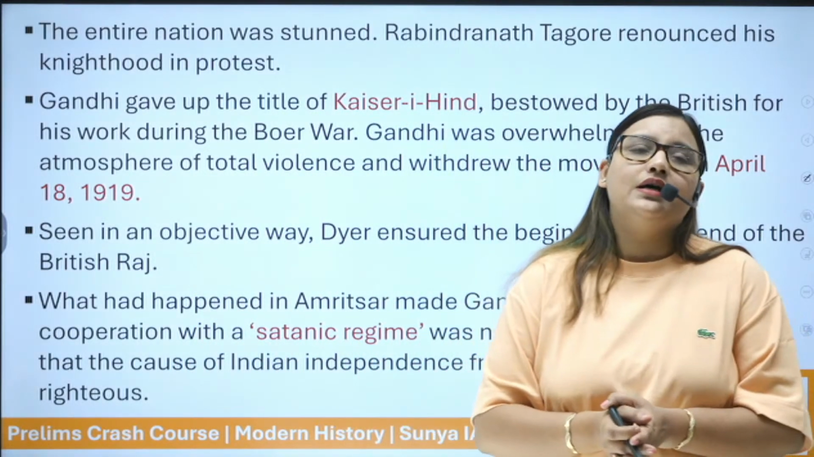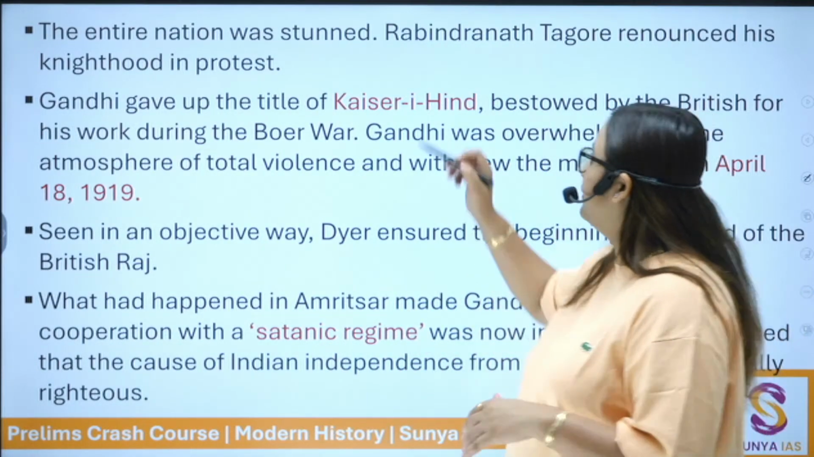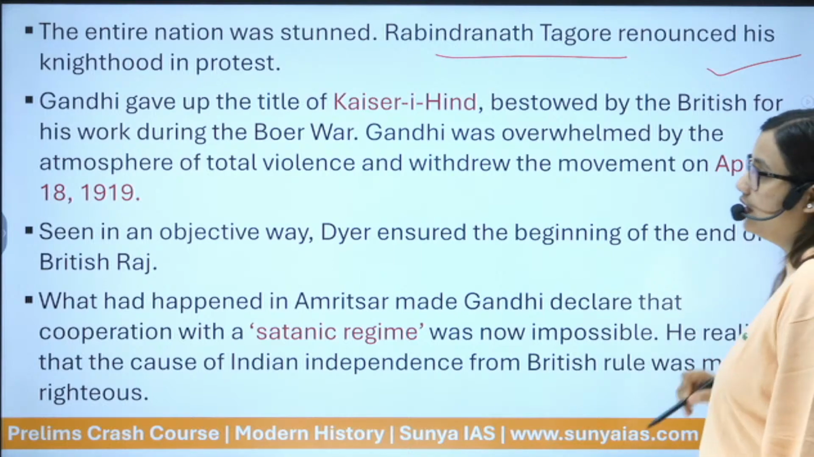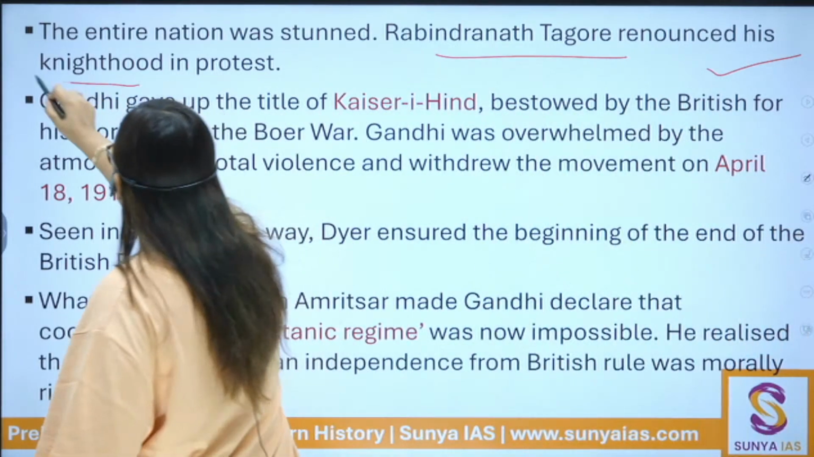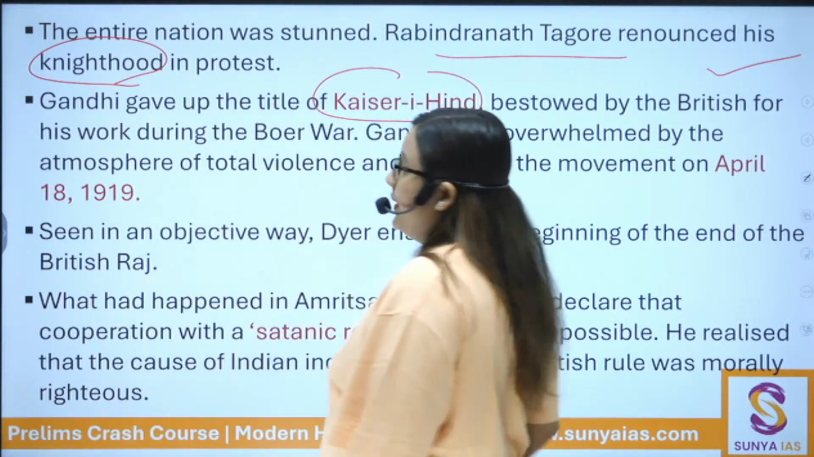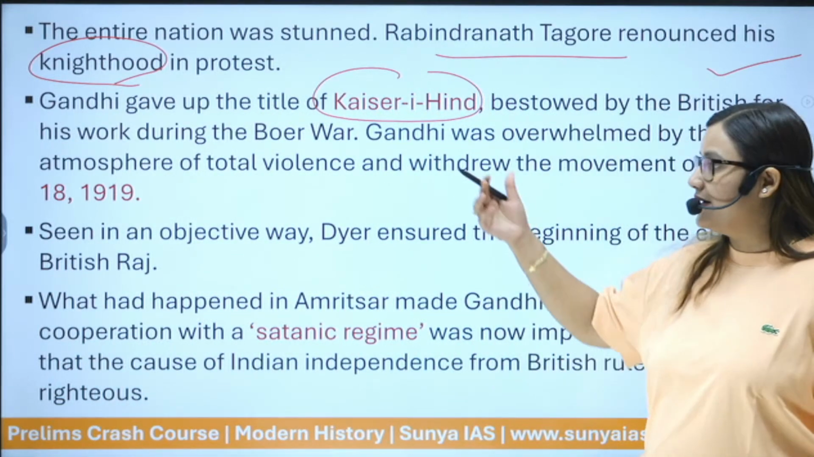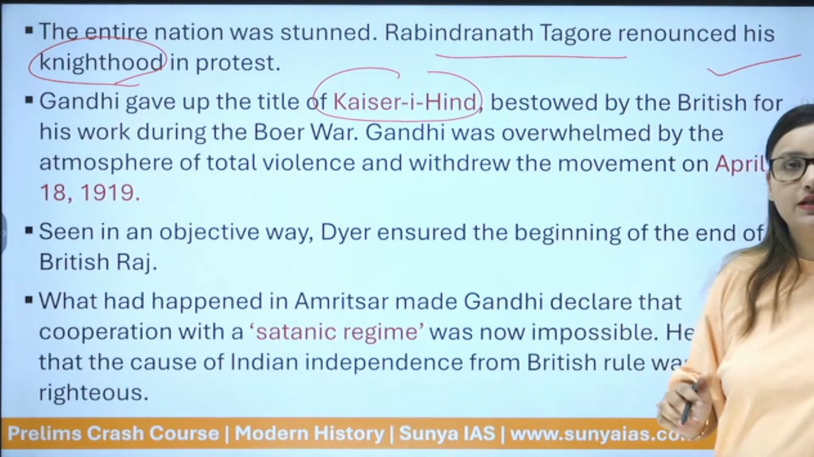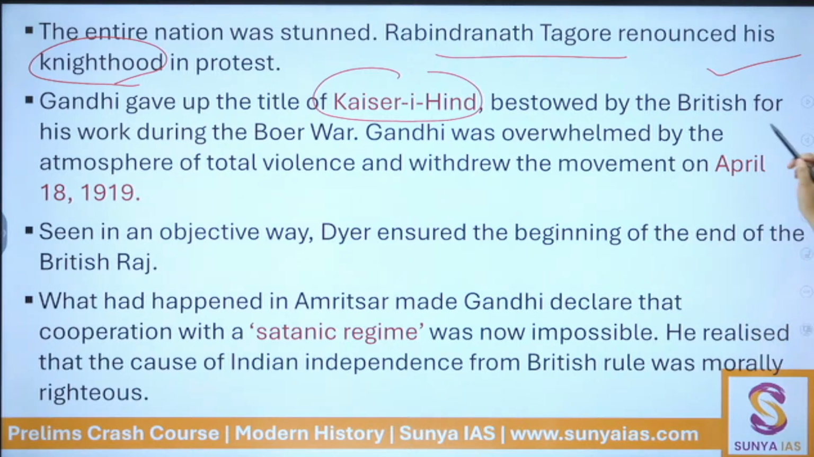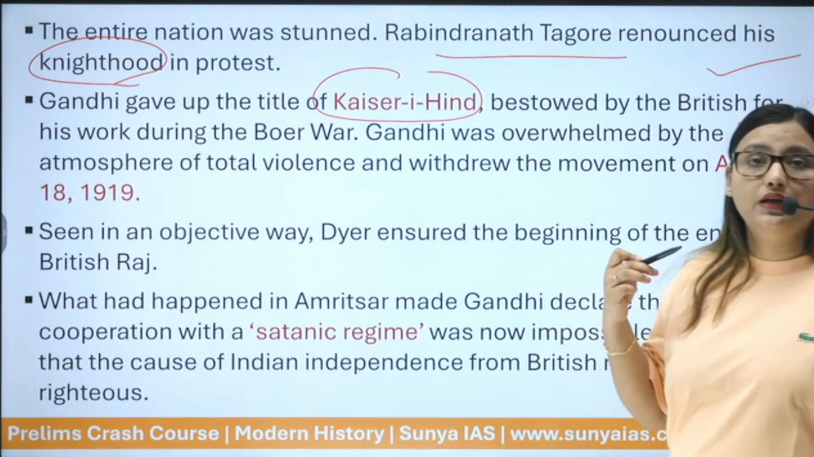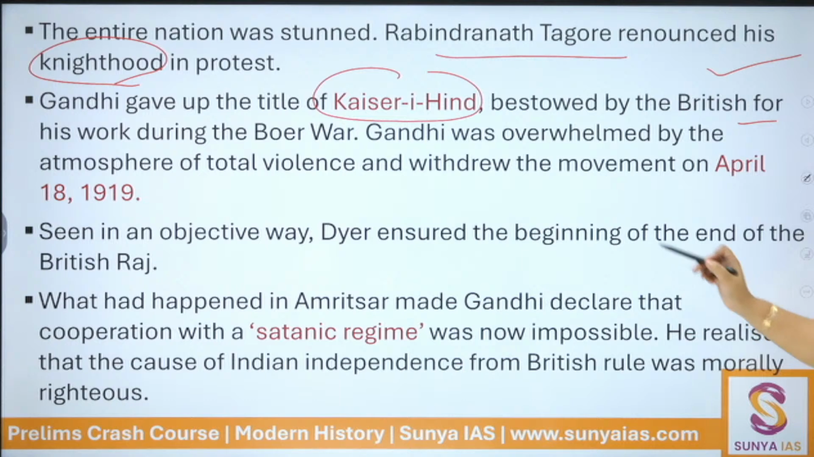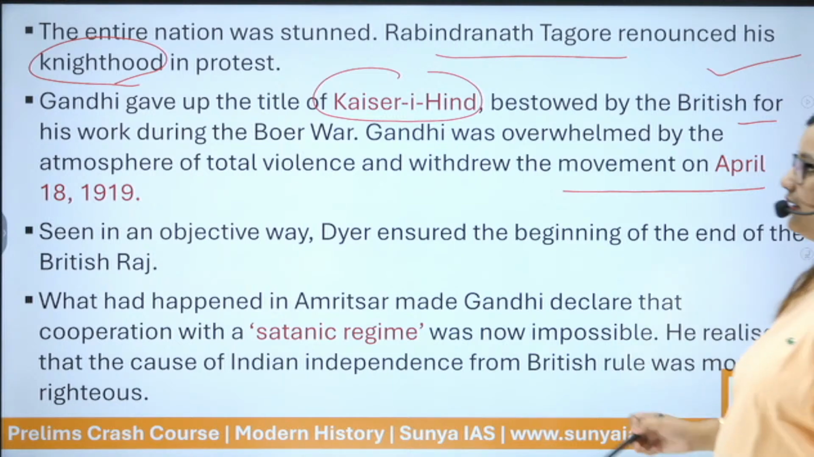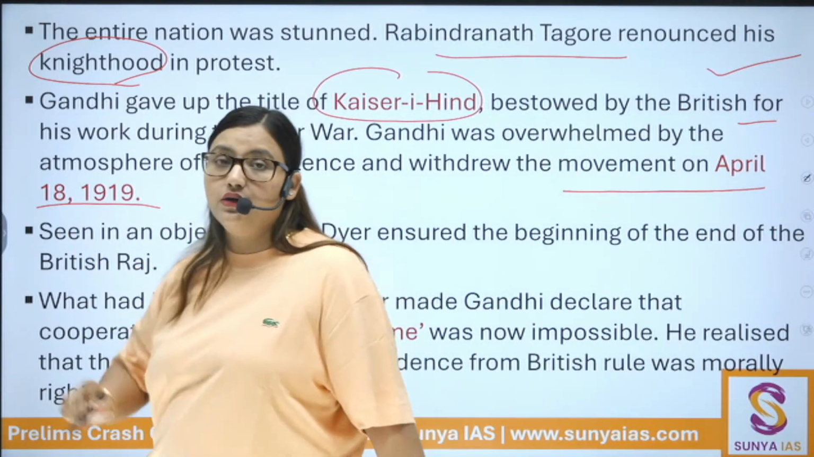We all know this. The entire nation was stunned, and Rabindranath Tagore renounced his knighthood title in protest. Gandhiji also gave up his title of Kaisar-i-Hind, which he got because of his participation and leadership in the Boer War. Gandhi was overwhelmed by the atmosphere of total violence, and he withdrew the movement on 18th April 1919, the movement which was against the Rowlatt Act.